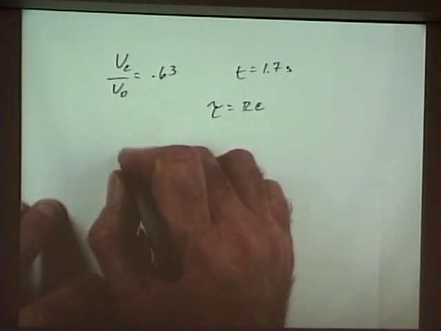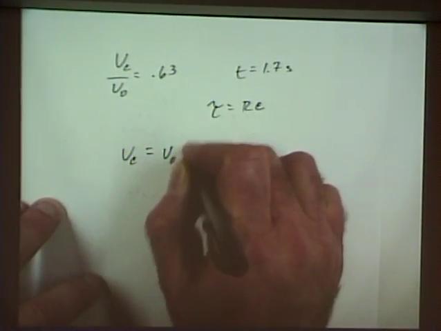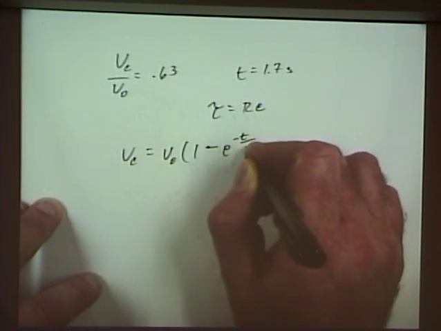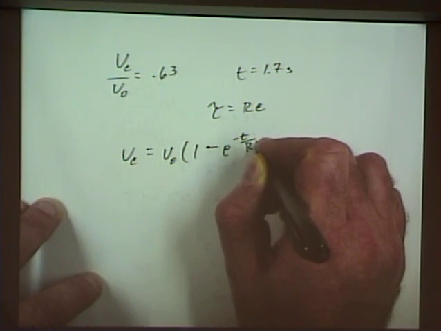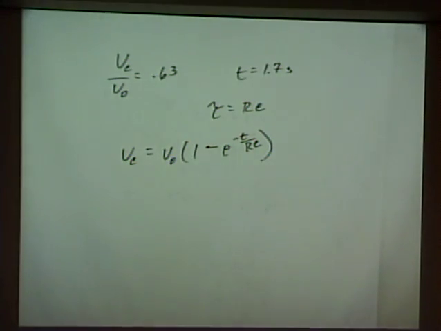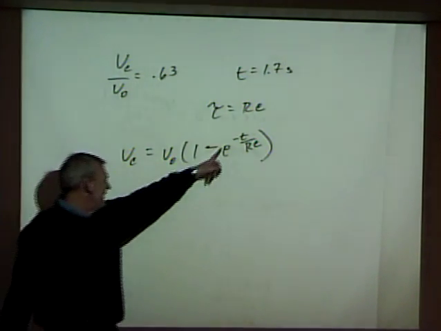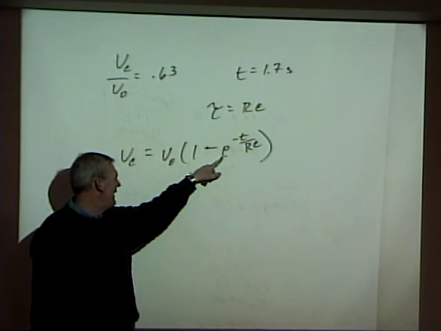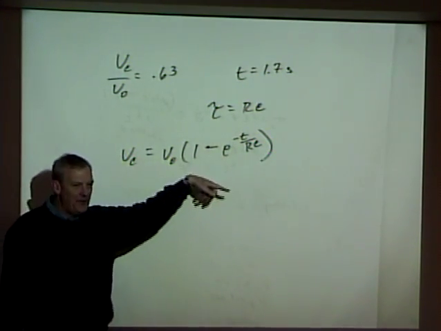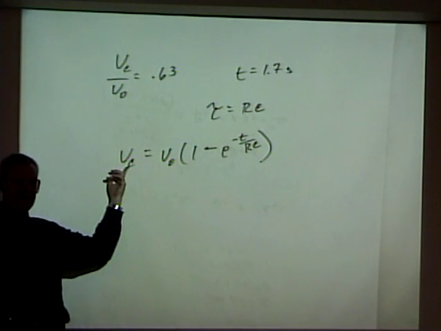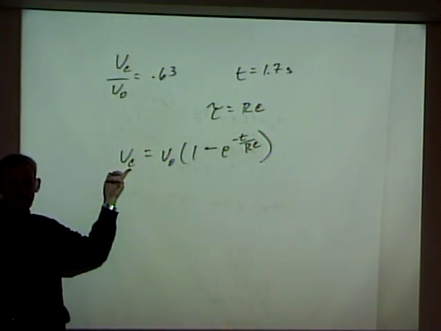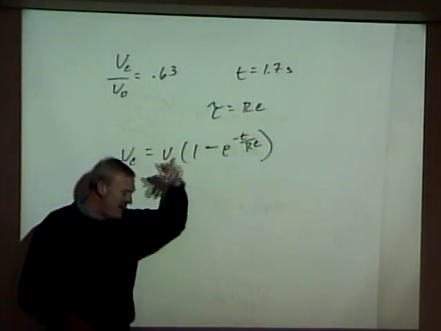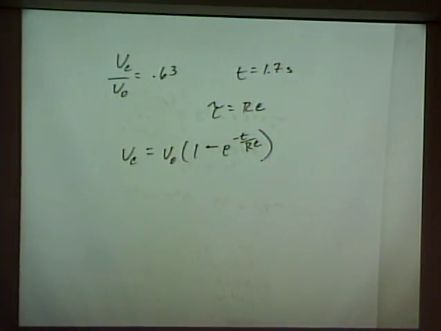We know that VC equals V naught times 1 minus e to the negative t over RC, where RC is that tau. Now when t is equal to 0, what does e to the zero equal? 1. So you get 1 minus 1. So V naught times 1 minus 1. What's our voltage? 0, which makes sense. Before it starts going, it's at 0. And then as it builds up.